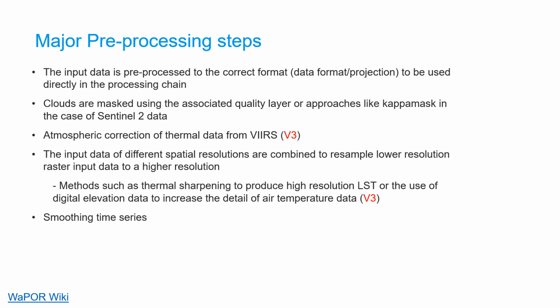In the new version, methods such as thermal sharpening are introduced to remove the effects of coarse resolution land surface temperature. And finally, the smoothing of time series to remove the outliers and to fill the gaps due to clouds and cloud shadows is introduced.